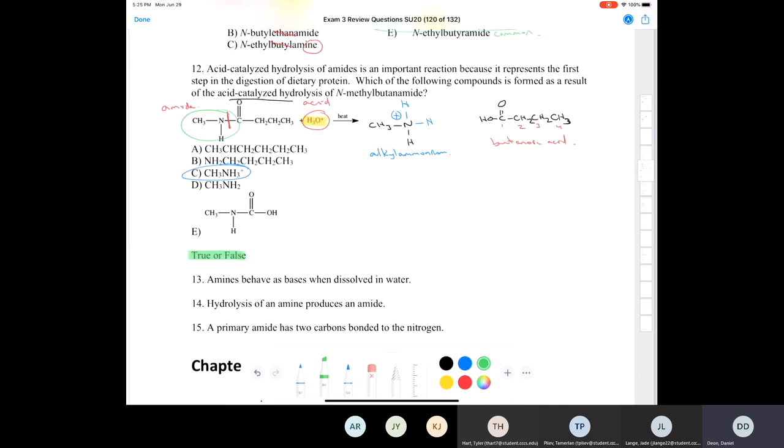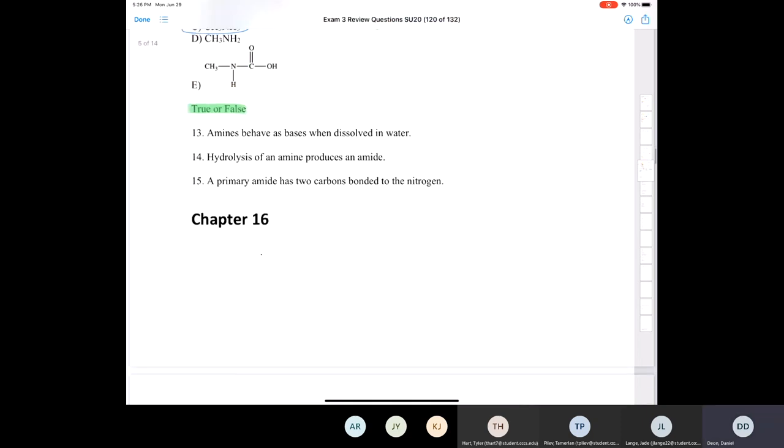Okay, let's take a look at the true and false. These are pretty quick. Number 13, amines behave as bases when dissolved in water. Would that be true or false? Do amines behave as bases? Yeah, absolutely. Amines are bases, okay? So yes, they're going to behave like bases.